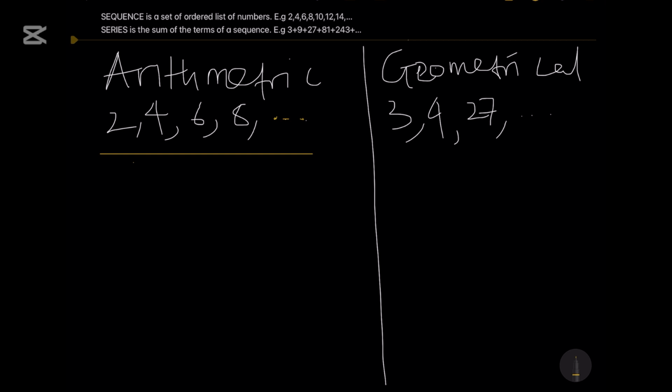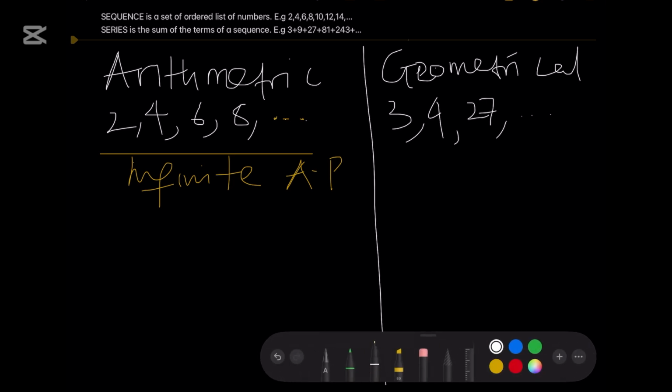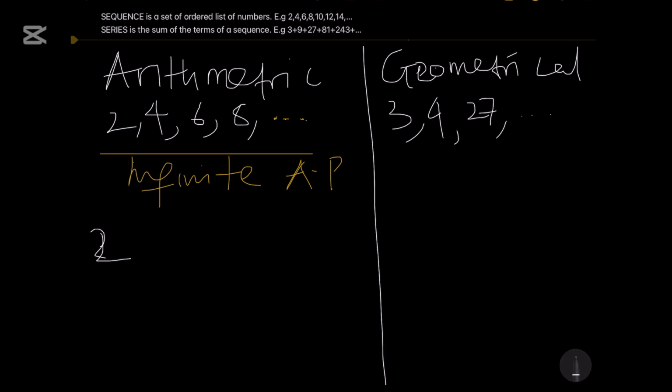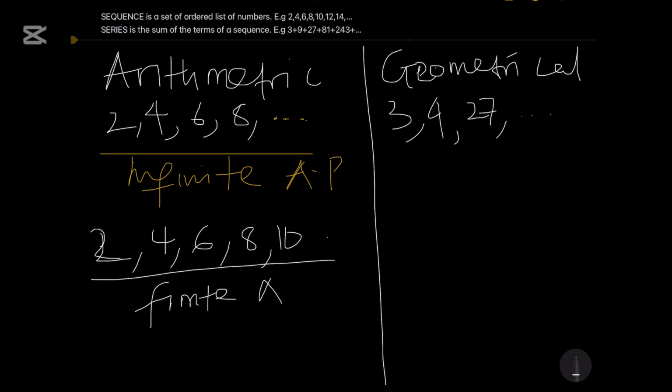So example of a finite. So we call this infinite arithmetical progression. And then we have terms like 2, 4, 6, 8, and then 10, then a full stop. So this signifies a finite AP. So we can have an infinite GP also, and we can also have a finite GP.